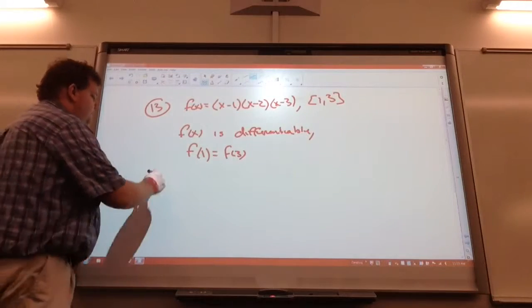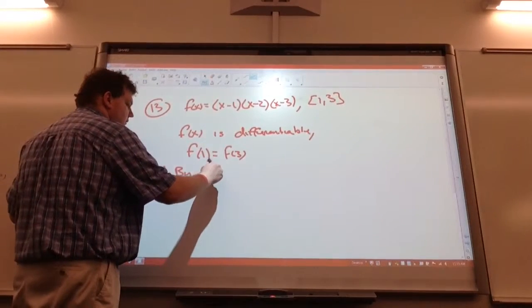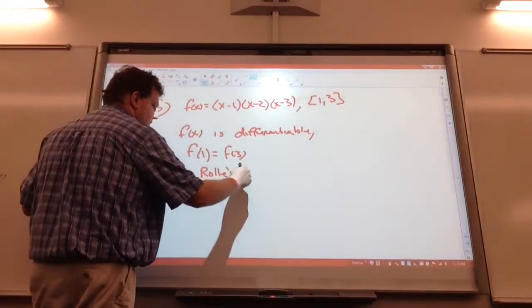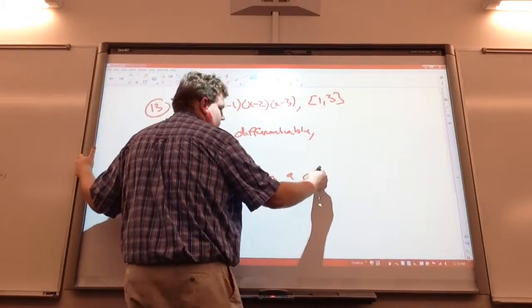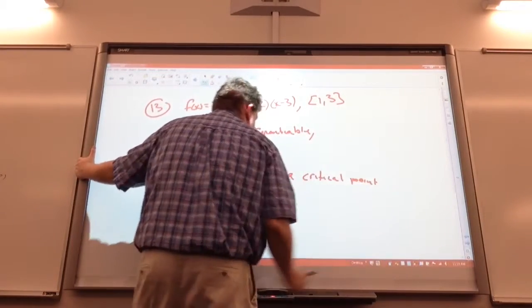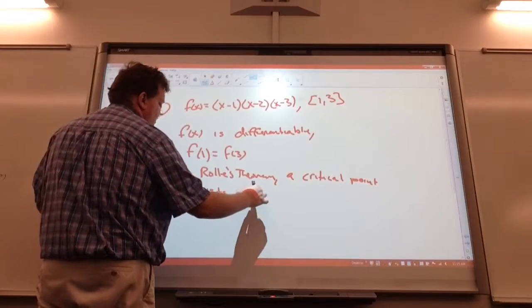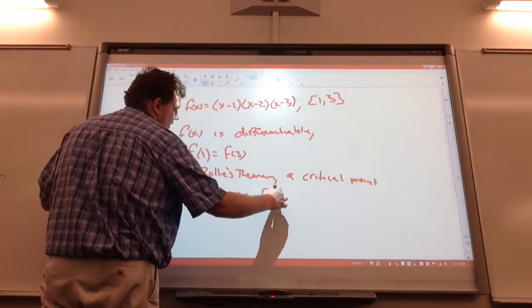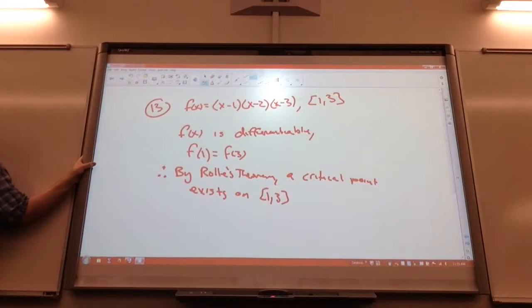So therefore, by Rolle's theorem, a critical point exists on the interval from 1 to 3. That's it. That's all I had to do. Okay? Was that hard? No. Just use my words.